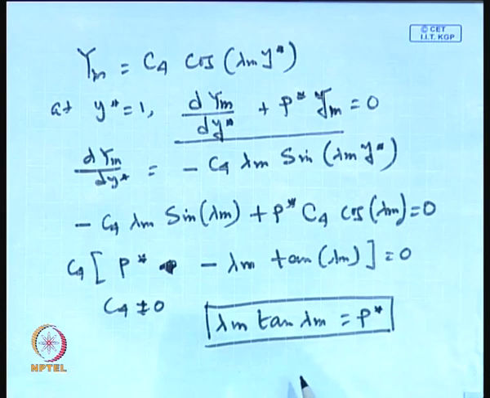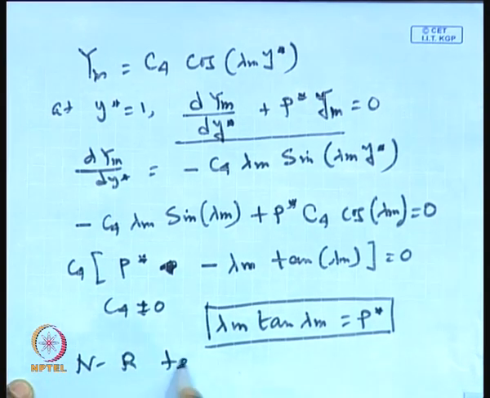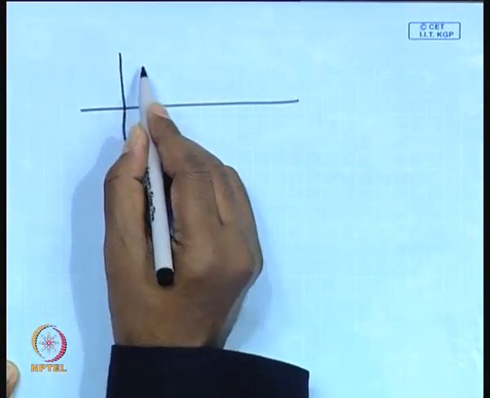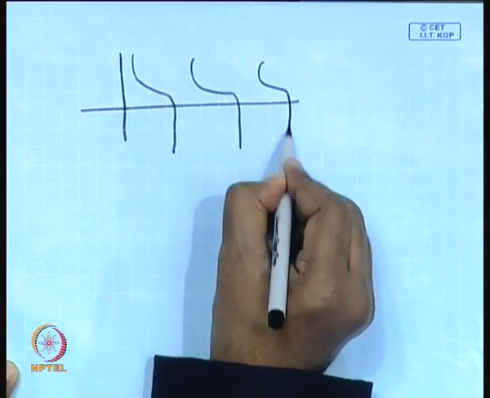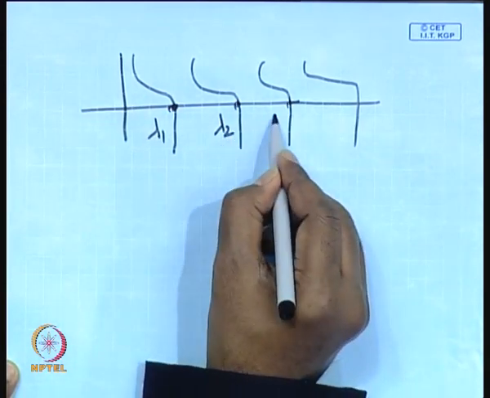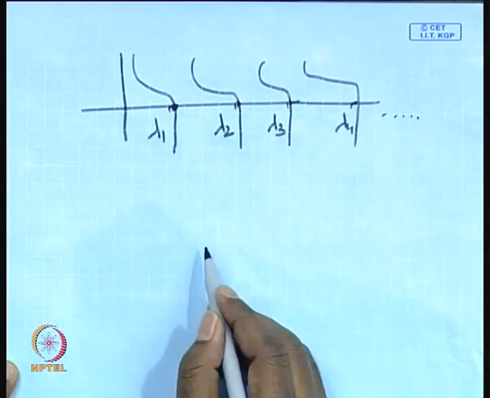Now, what is this equation? This equation is called a characteristic equation, or it is also known as the transcendental equation, and depending on the value of p star, whether it is 0.1 or 1 or 0.5 or whatever, you will be getting the solution of lambda m tan lambda m. Okay. So, you can do it by any iterative technique like the Newton-Raphson technique, and if you really plot this equation, you will find that this will give you an infinite number of solutions. So, this will be the first eigenvalue lambda 1, this will be the second eigenvalue lambda 2, lambda 3, lambda 4, likewise you will be getting an infinite number of solutions.